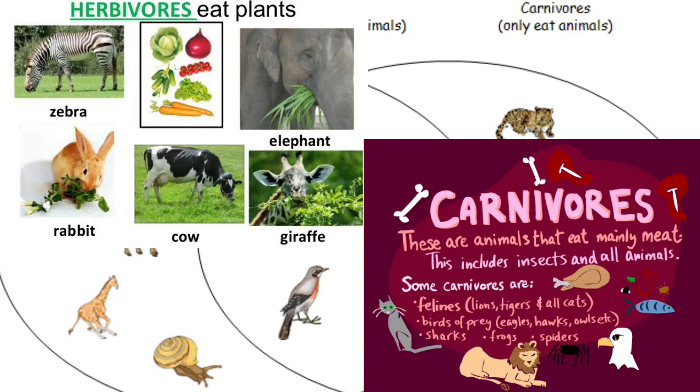Carnivores. Carnivores are animals that eat other animals, like lion eats deer, rabbit or other animals. Examples: lion, tiger, snake, eagle, wolves.